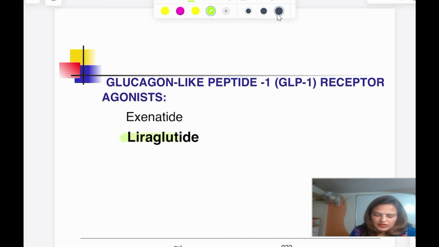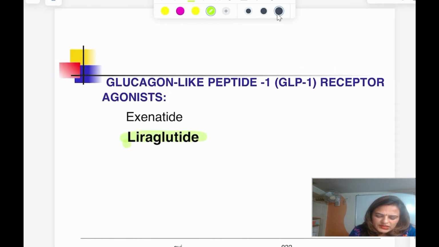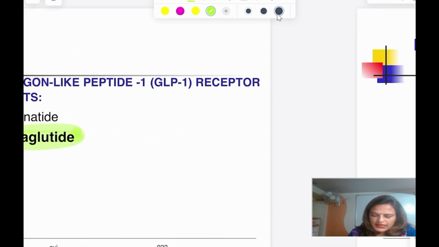Now liraglutide. The only difference is its duration of action; it is longer acting. Otherwise, the rest of the things are the same. Because this also causes a decrease in appetite, liraglutide is also marketed as an anti-obesity drug. The loss of appetite seen with this drug causes loss of weight, and apart from being anti-diabetic, it is separately approved as an anti-obesity drug. This is the difference between liraglutide and exenatide.